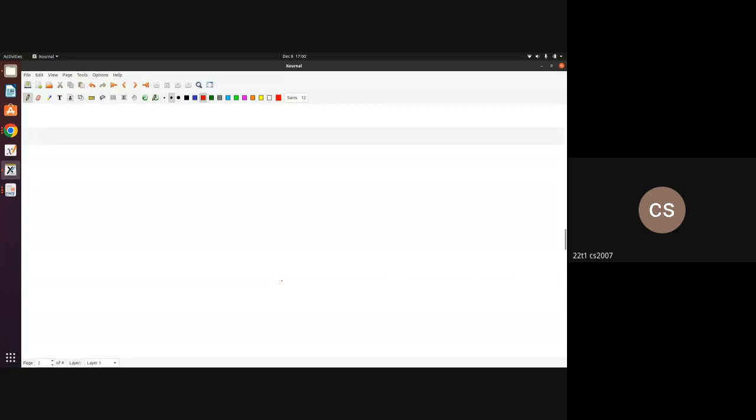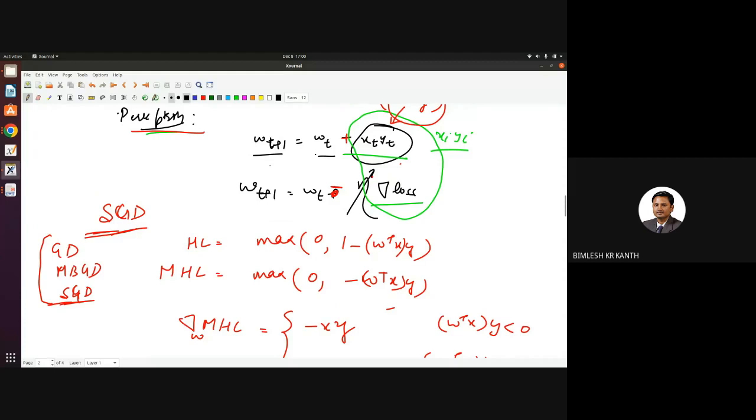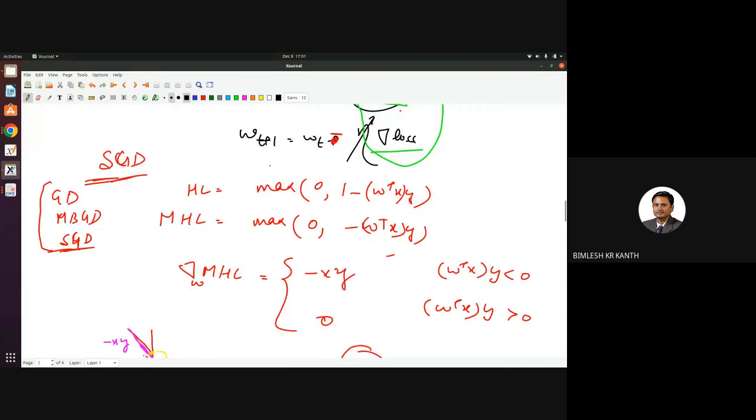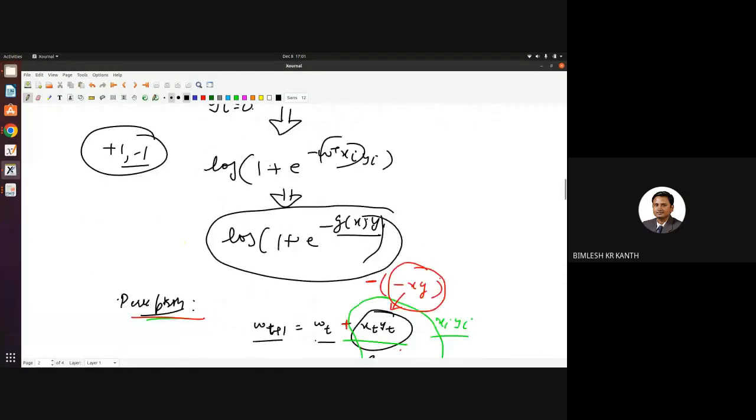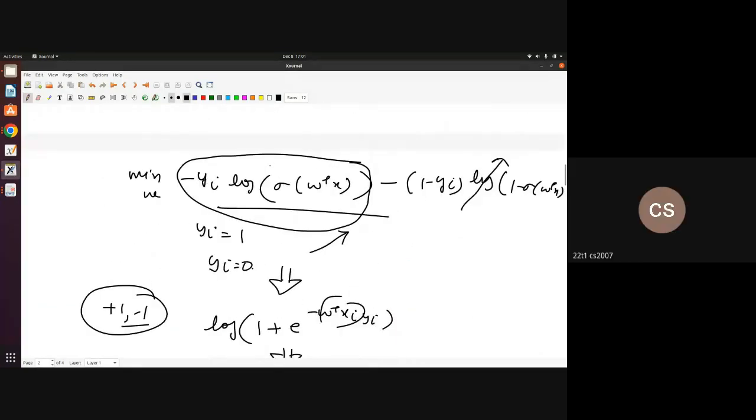Next is neural networks. Before moving on to neural networks, could you please go back to the place where you were discussing y equal to 1, 0 and y equal to plus 1, minus 1? I didn't quite catch what it was. You said while discussing the loss function for logistic regression that y can be either 1, 0 or plus 1, minus 1. So it changes accordingly.